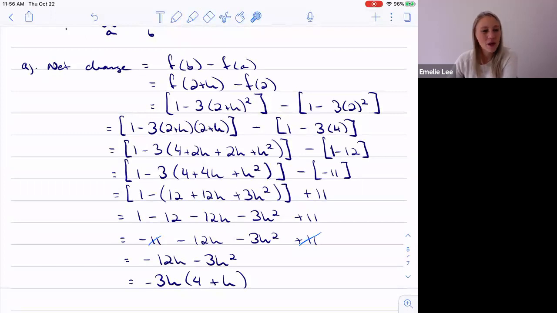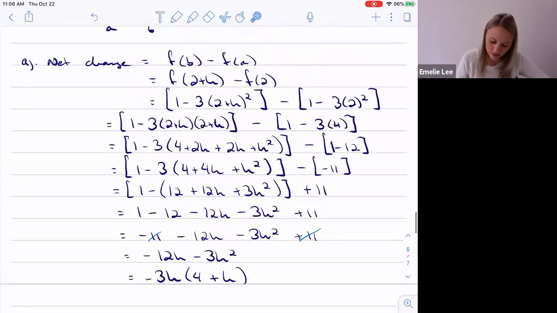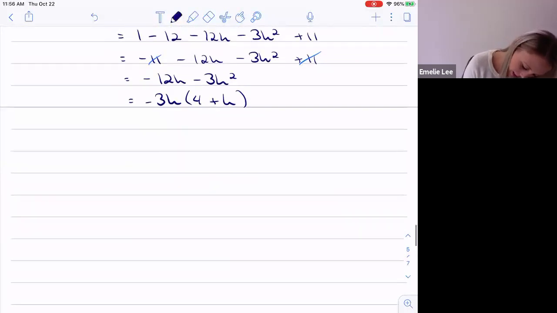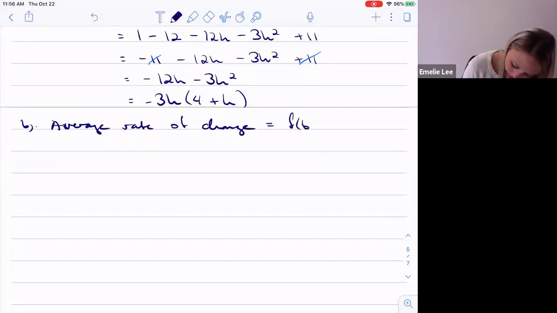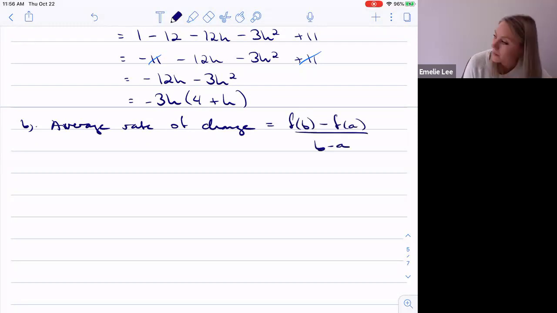But now we can use that to find the average rate of change. So then B, the average rate of change, is f of b minus f of a divided by b minus a.